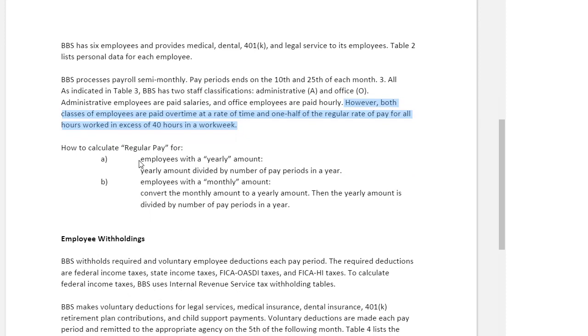So how to calculate regular pay. Employees with a yearly amount, you're going to take the yearly amount divided by the number of pay periods in a year. That gives them their regular pay per pay period. Employees with a monthly amount, you're going to convert that to a yearly amount and then divide that by the number of pay periods in a year. And that's their regular pay if they work 40 hours or less.